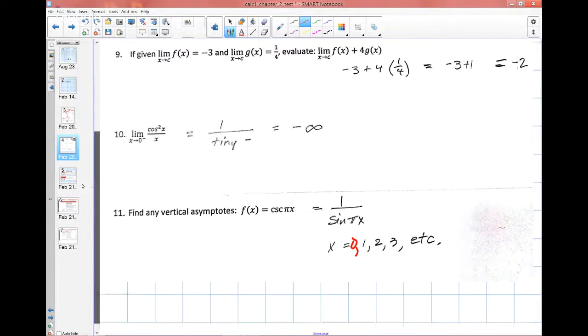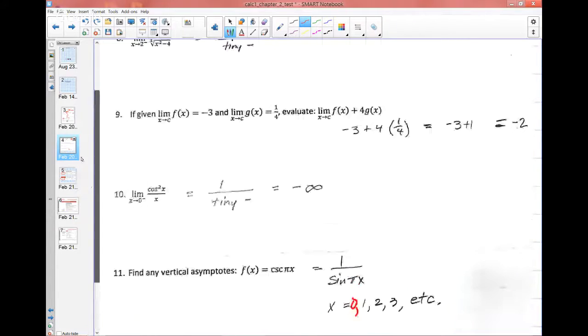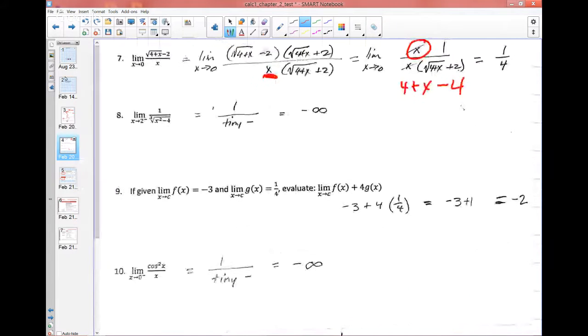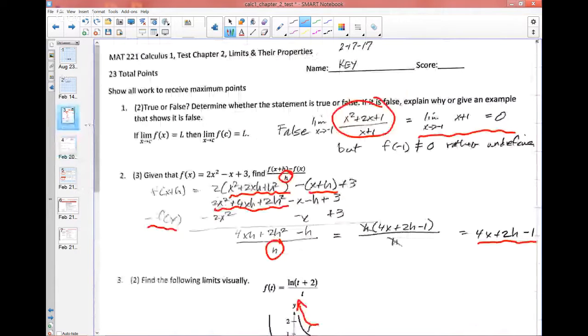So that's it. 11 problems, 2 points each, except for number 2, which was 3 points, giving a total of 23 points. Number correct divided by 23 was supposed to be how I got your original percent. And then I analyzed and used a curve for this time. Okay, questions?